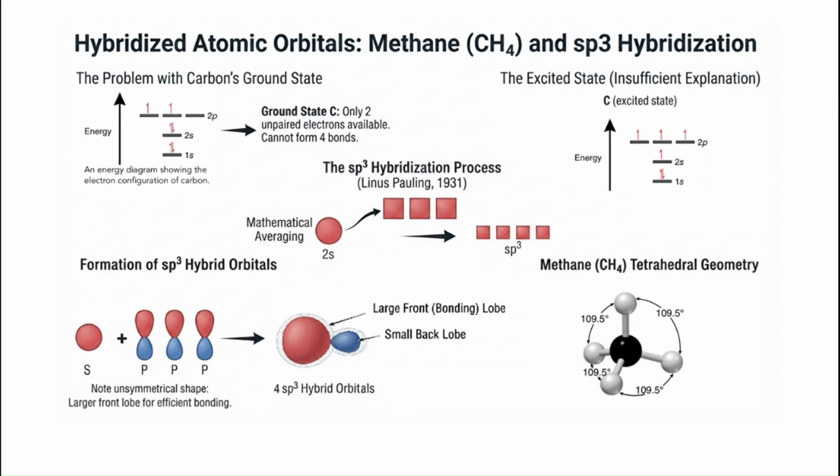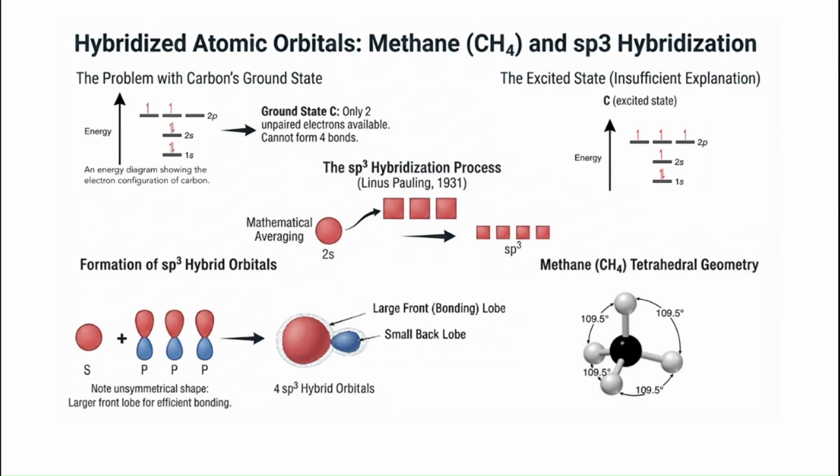Also notice that hybridized atomic orbitals are unsymmetrical. That is, hybridized atomic orbitals have a larger front lobe and a smaller back lobe. The larger front lobe enables hybridized atomic orbitals to be more efficient than p orbitals in their ability to form bonds. Using valence bond theory, each of the 4 bonds in methane is represented by the overlap between an sp3 hybridized atomic orbital from the carbon atom and an s orbital from a hydrogen atom.